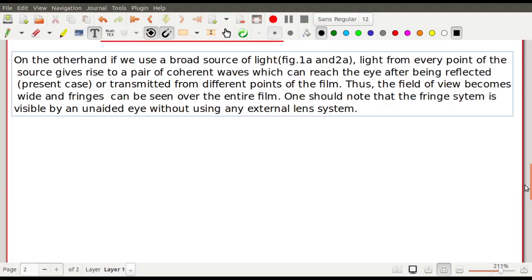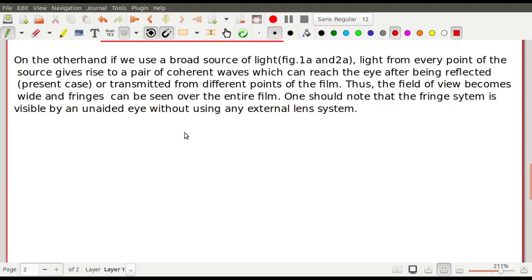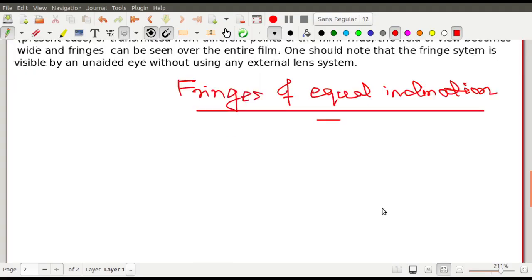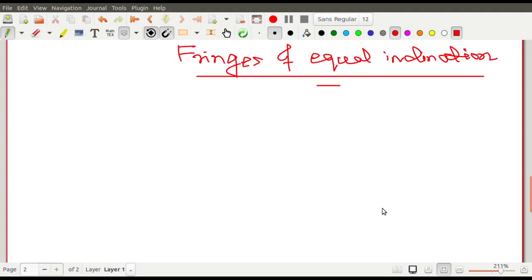So these things are also to be understood properly over here. So let us now go for those particular issues. So first of all, whatever I will discuss with you is the fringes of equal inclination. For this purpose, whatever I need is that I need parallel films, that is, both the surfaces are parallel to each other. So fringes of equal inclination, I need the parallel film system.